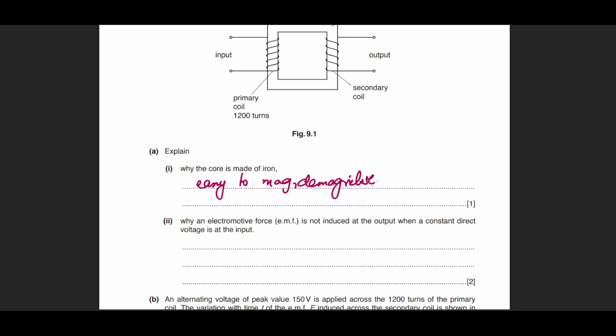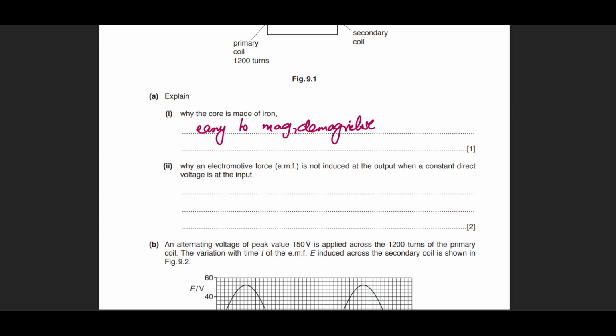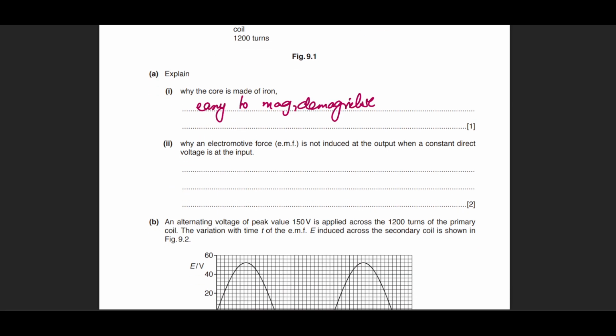Then we have: why is an electromotive force not induced at the output when a constant current flows? You see, why can't we use a transformer with a DC source? Because a DC source provides a constant voltage and constant current. Because if the current is not changing, the magnetic flux will not change. If the magnetic flux is not changing, then there is no change in magnetic field, and according to Faraday's law, there will be no induced EMF.